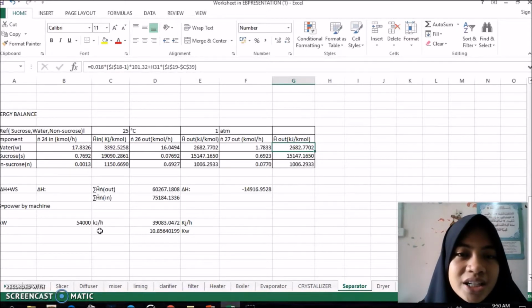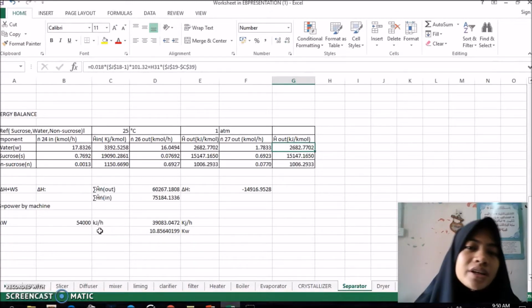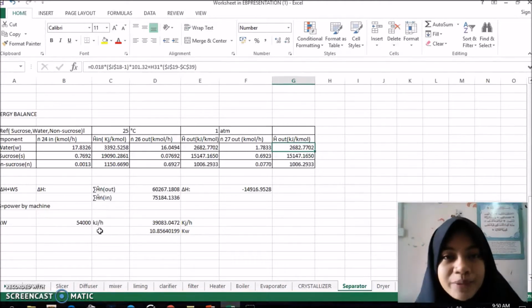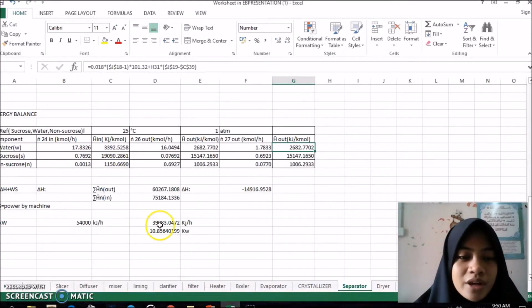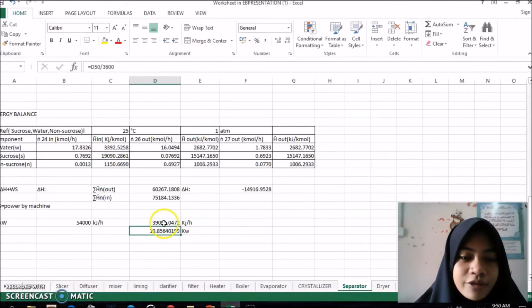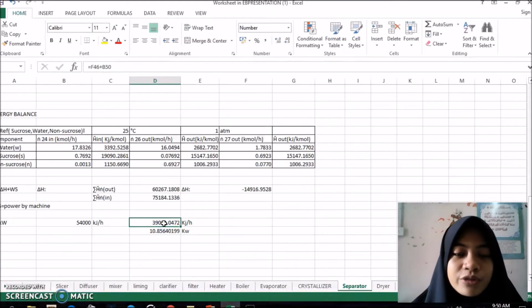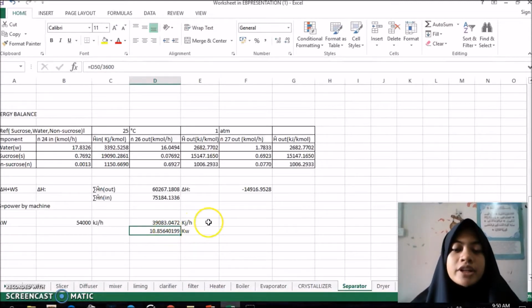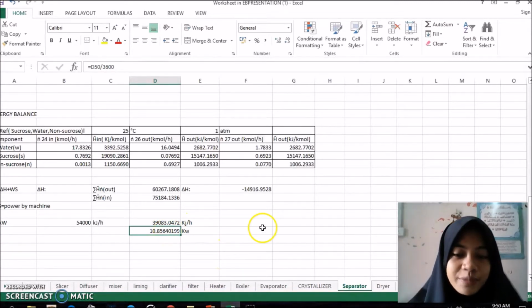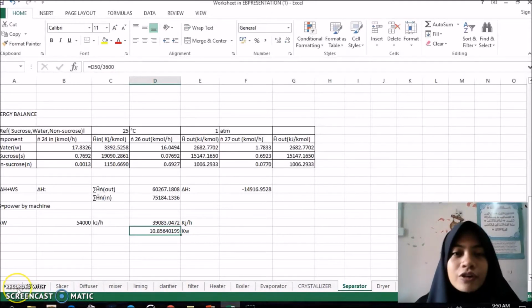To get the enthalpy, delta H, we take the enthalpy out minus the enthalpy in. So we get the value of delta H, and then we add the shaft work. This is the final value, so we have to change the unit to get it in kilowatt. So this is the final energy produced by the separator. Okay, that's all for the centrifuge.